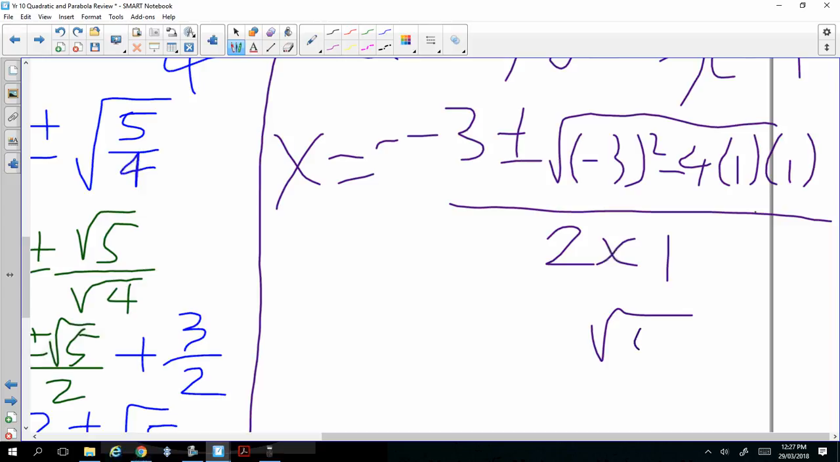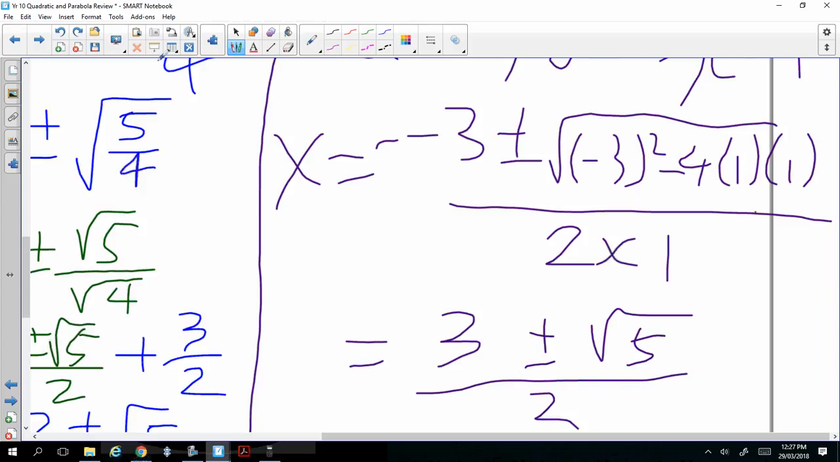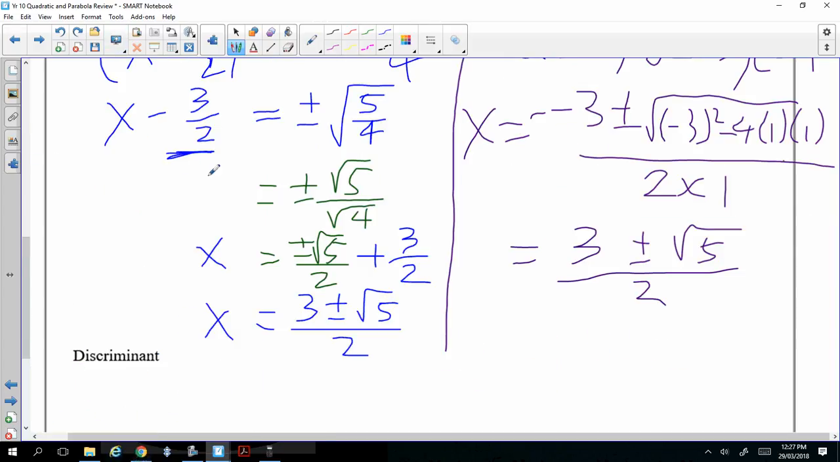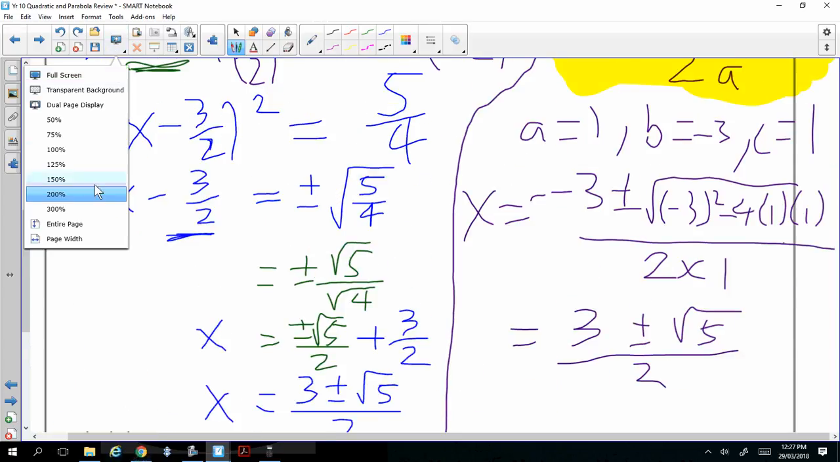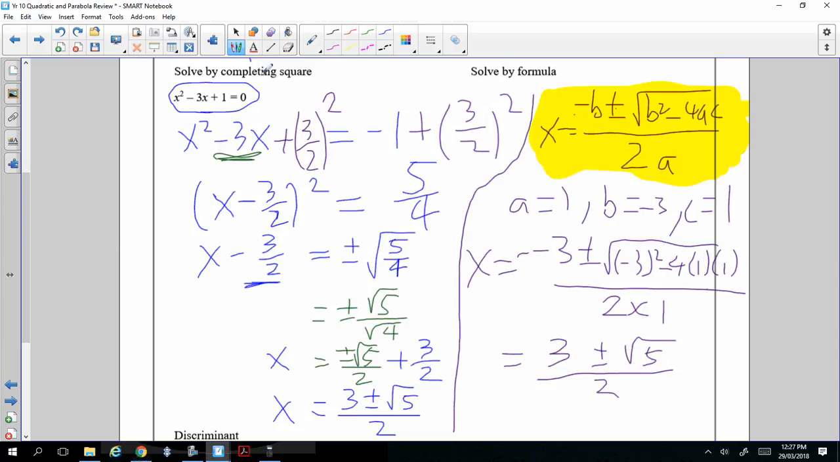So you see it's very quick, isn't it? It's quicker than completing the square. Some questions will ask you to use completing the square, so you have to use this method. You can't use the formula. So the formula can be very quick. Alright, good. Any question?